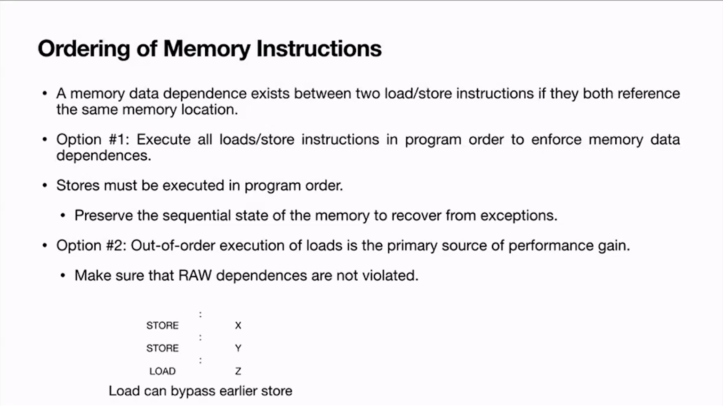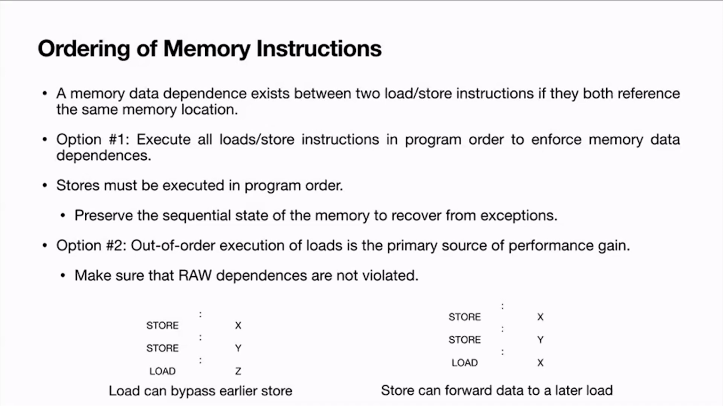If you see an example here, there are two stores and there is a load. Now this load is not dependent on any of the previous stores, so I can actually execute this load. Load can bypass the earlier stores. Of course, here for simplicity's sake, I've given addresses X, Y, Z directly, which is not the case. It will be given as two components, and then you compute the effective address. After that, you'll know the effective address of each of these instructions.